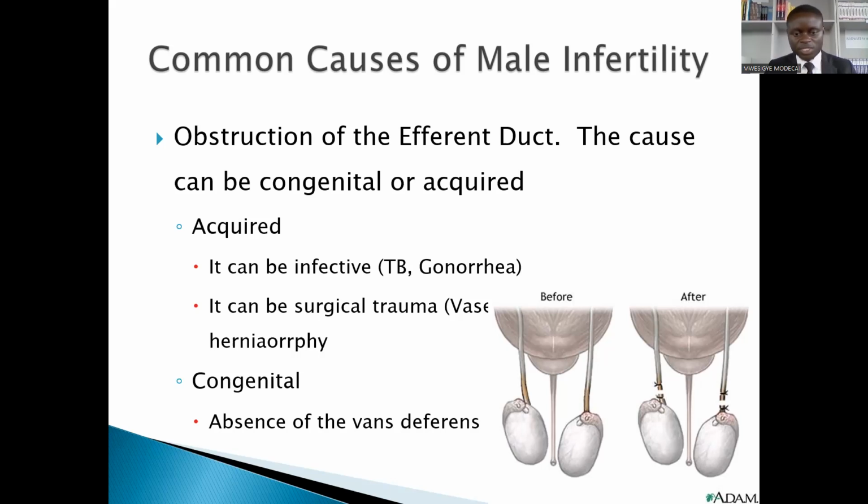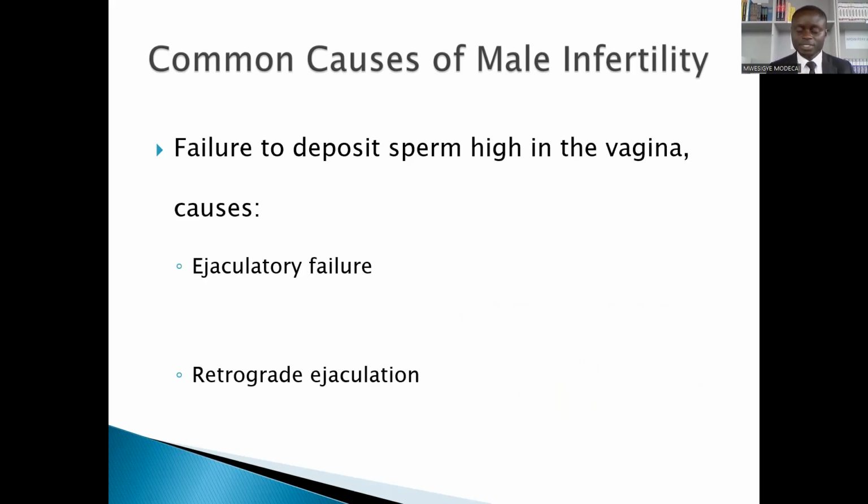Then we have other causes, for example, the congenital causes. One of them is absence of the vas deferens. The vas deferens is the tube that connects directly to the testis. Once it is obstructed or it is not there from birth, then this person will have no passage for the sperms. We still continue talking about other causes that may lead to infertility in males.